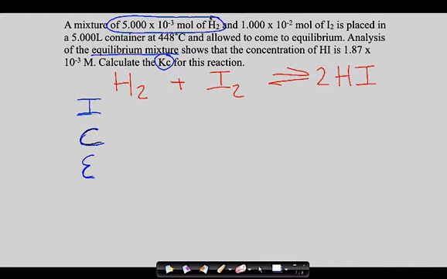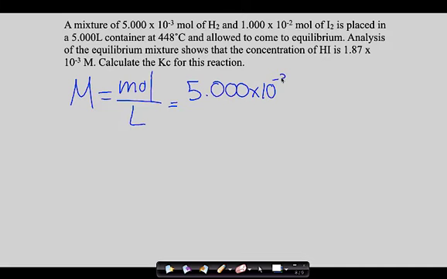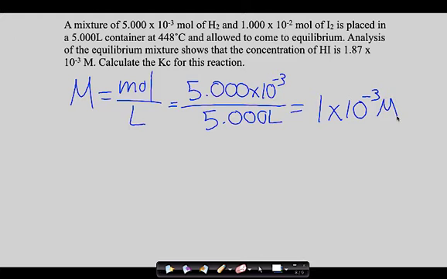So what you're about to do in your notes is this. Do it with me. Down beneath here, I'm going to do it on a separate page. Molarity is equal to moles divided by liters. Moles is 5.00 times 10 to the negative third. Volume is 5.000 liters, and that's 1 times 10 to the negative third molar, getting very sloppy with significant digits. But guys, I'm going to make it even worse. 0.001 molar. I'm going to just write it out as a decimal.